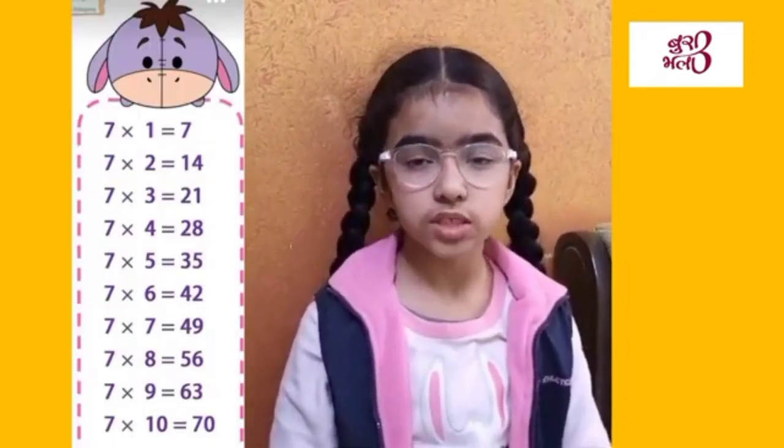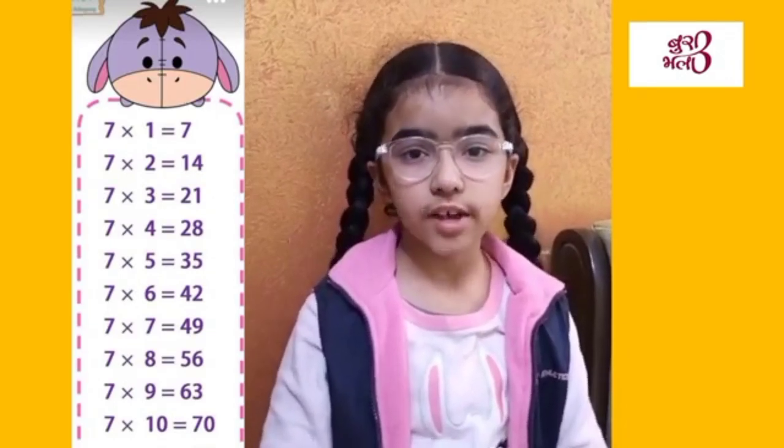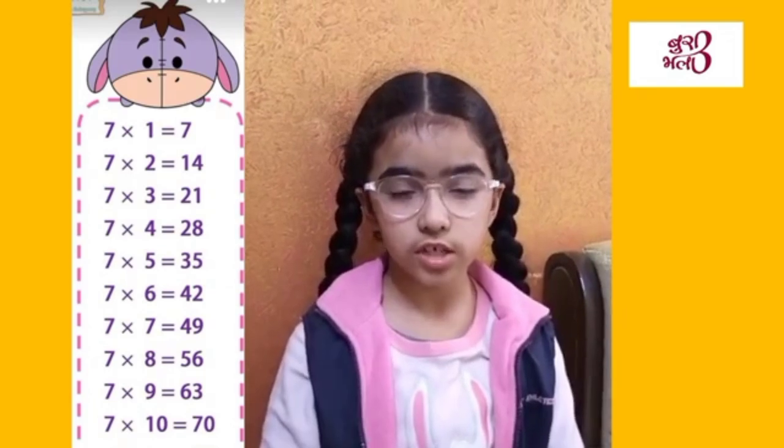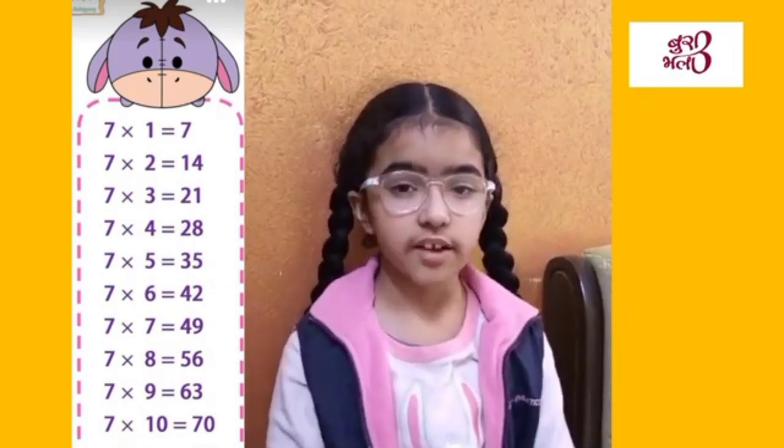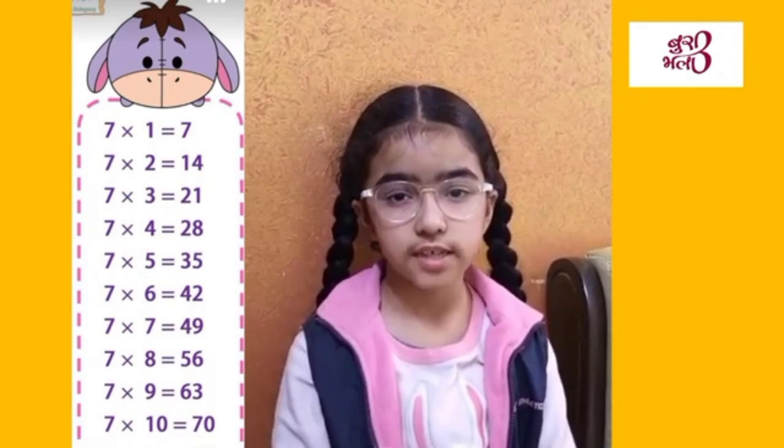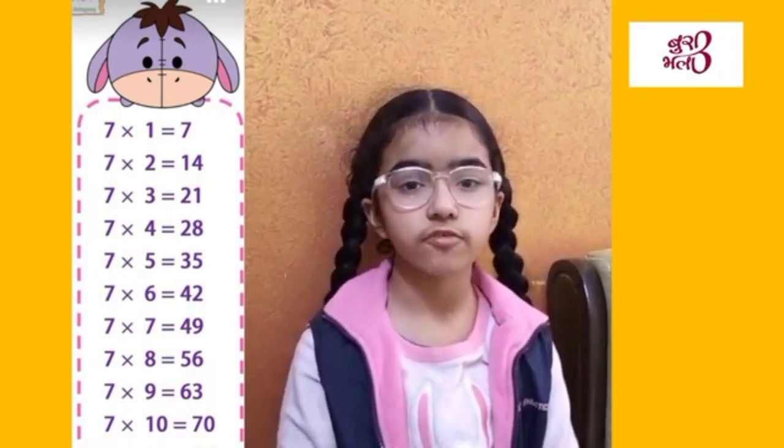Table of 7. 7 ones are 7, 7 twos are 14, 7 threes are 21, 7 fours are 28, 7 fives are 35, 7 sixes are 42, 7 sevens are 49, 7 eights are 56, 7 nines are 63, 7 tens are 70. Table of 8.